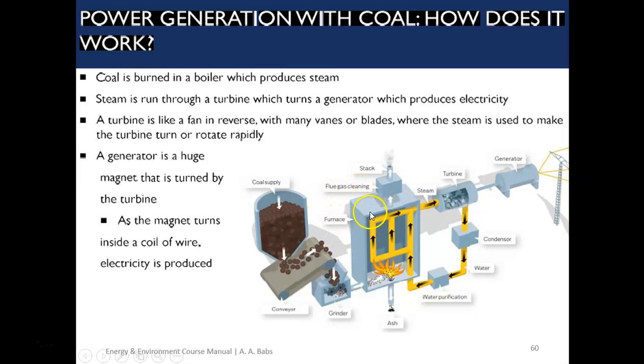You will find that from the furnace we have some exhaust gases, we have flue gas cleaning here, and then we have a stack here for exhaust gas. And then we have another pipe here where we collect the ash from the burnt coal. So this is a simple schematic diagram for a coal-fired power plant.